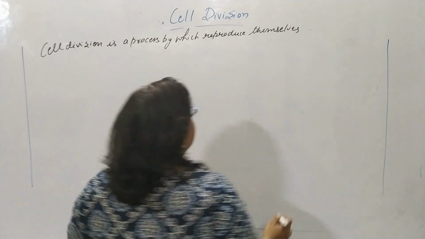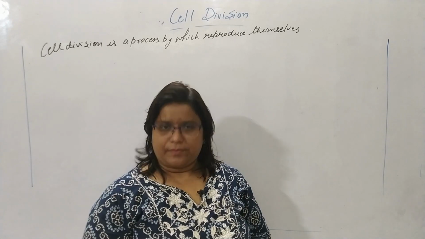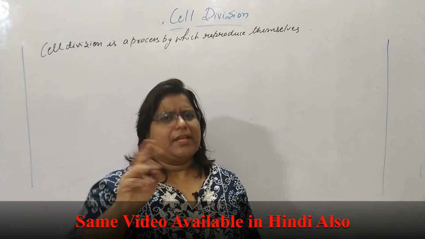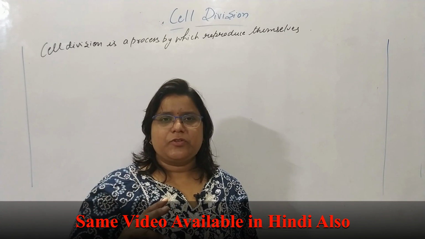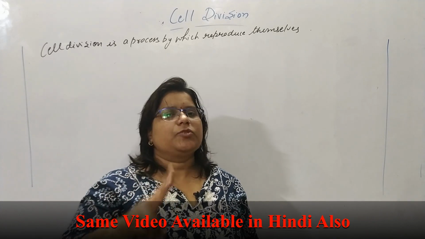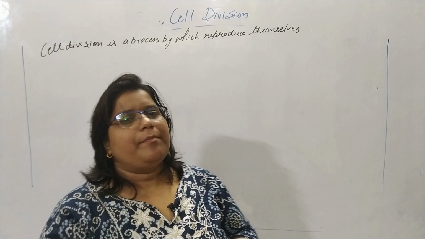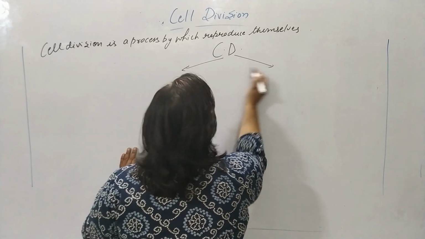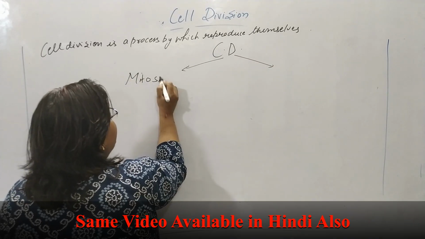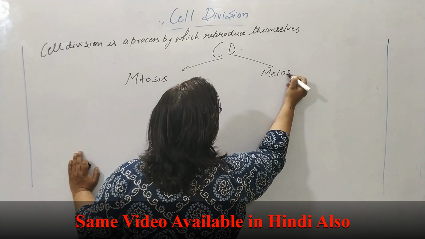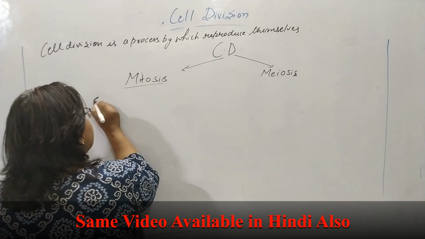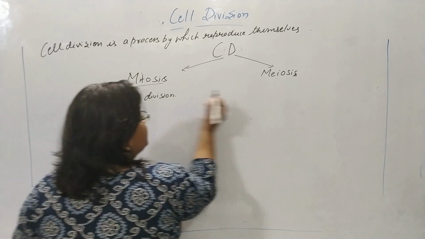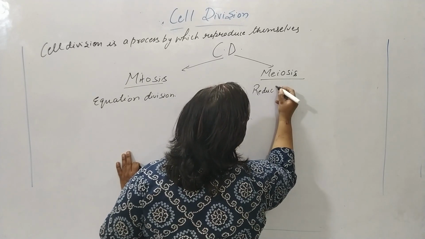In cell division there are mainly two types: mitosis and meiosis. There is another type of cell division also, amitosis, but here we will discuss only the two types, mitosis and meiosis. Mitosis is also termed an equational division, whereas meiosis is termed the reductional division.